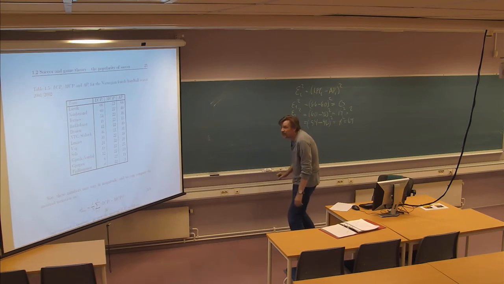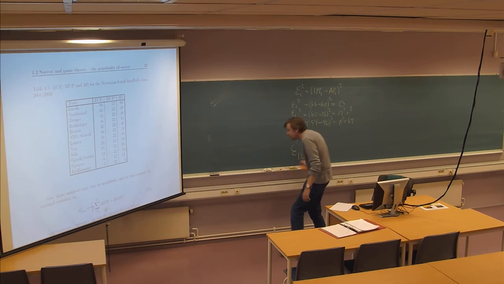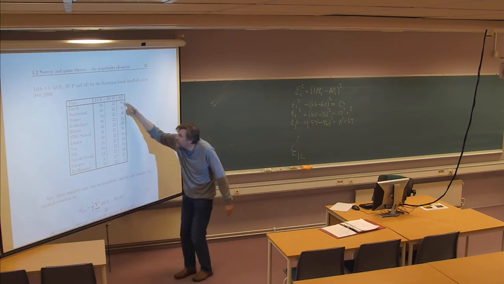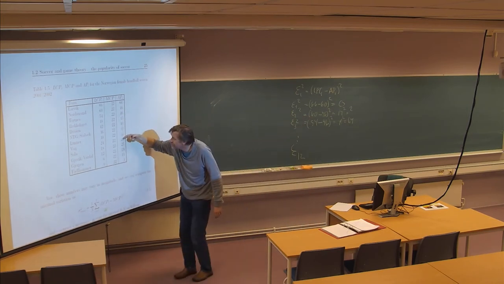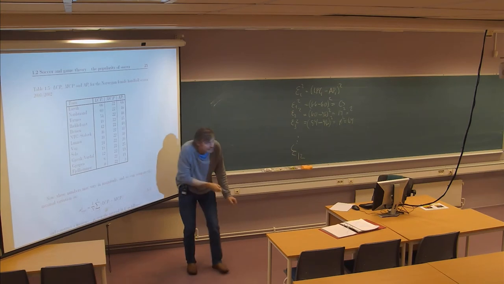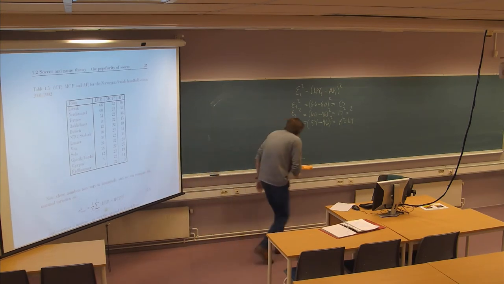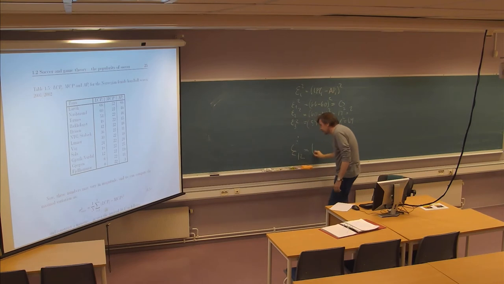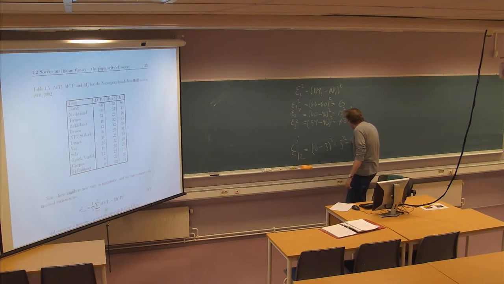How many teams do we have here? 12, don't we? 1, 2, 3, 4, 5, 6, 7, 8, 9, 10, 11, 12, yes. And the number 12 would be how much? 0 minus 3 squared, which is 3 squared, which is 9.